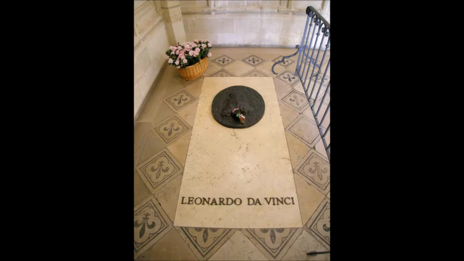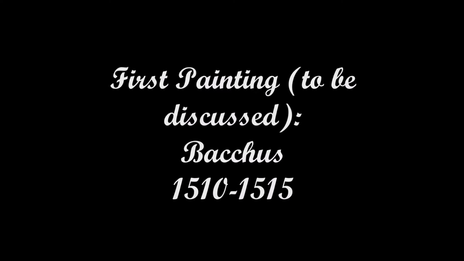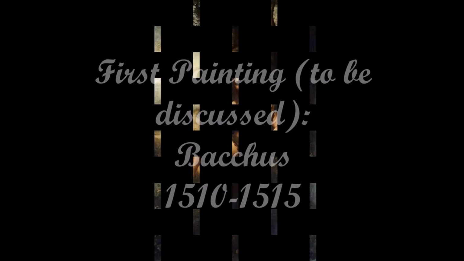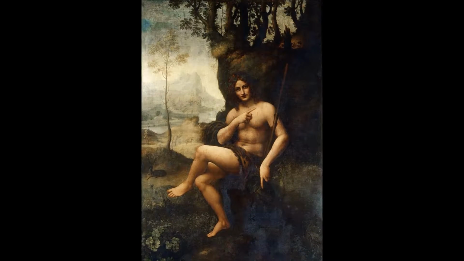One of the many paintings that we'll be discussing today is Bacchus. Da Vinci painted Bacchus in his later years, presumably between 1510 to 1519. The Renaissance techniques he used in this painting are foreshortening, chiaroscuro, sfumato, and realism.